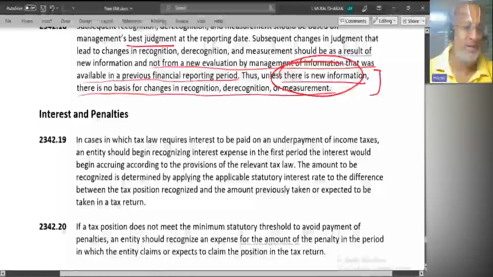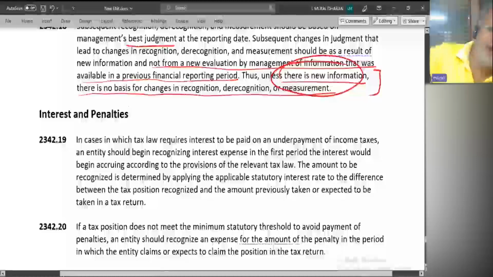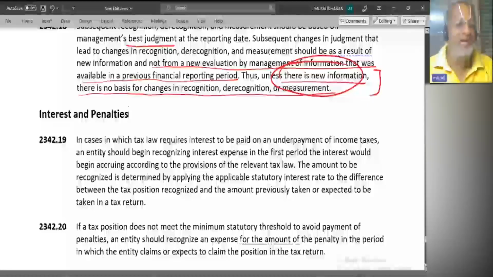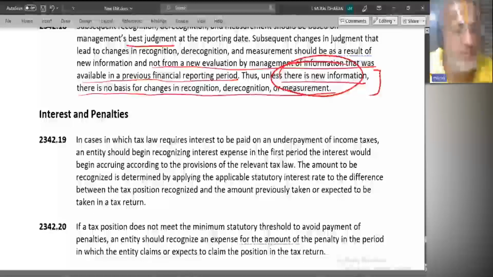Interest and penalties. In cases in which tax laws require interest to be paid on an underpayment of income tax, an entity should begin recognizing interest expense in the first period in which the interest would begin accruing according to the provisions of the relevant tax law. The amount to be recognized is determined by applying the applicable statutory interest rate to the difference between the tax position recognized and the amount previously.